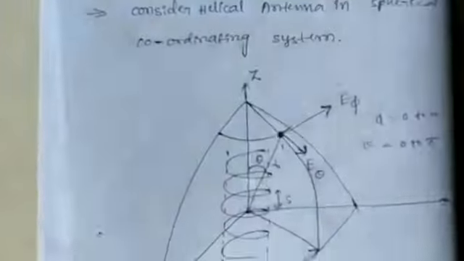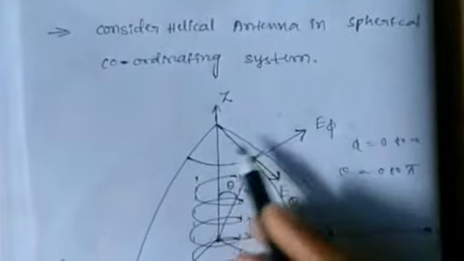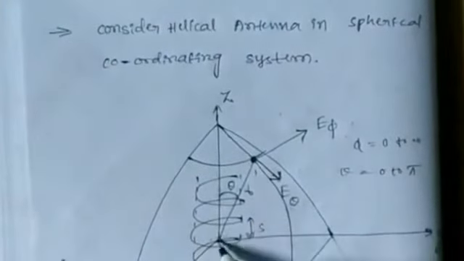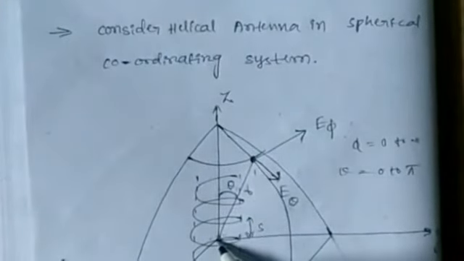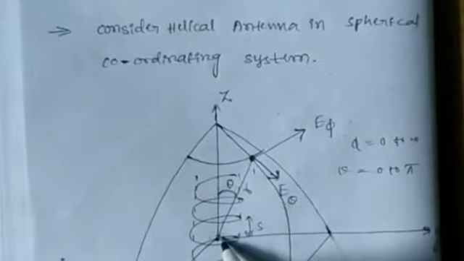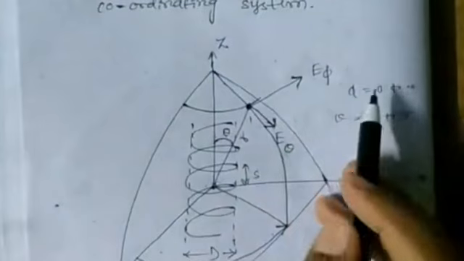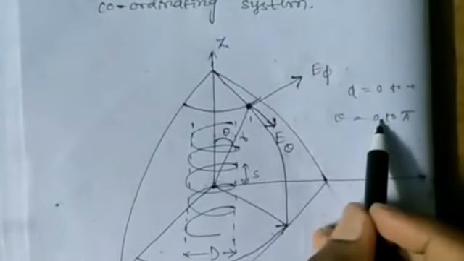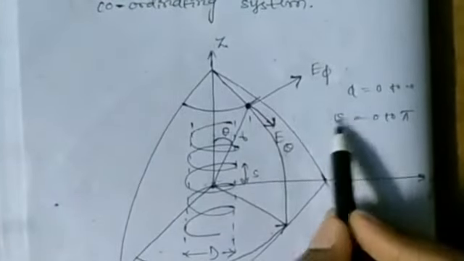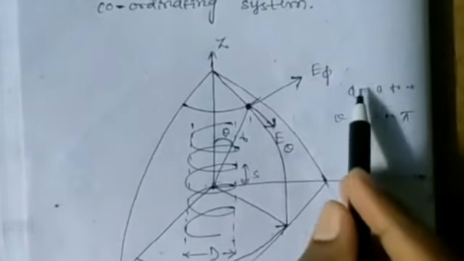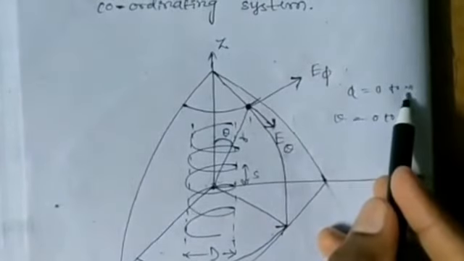So now here, this one is the spherical coordinate system. I am placing the helical antenna in the spherical coordinate system. Already we know the spherical coordinate system has the elevation angle and azimuth angle. The elevation angle varies from 0 to pi, and the azimuth angle varies from 0 to 2 pi.